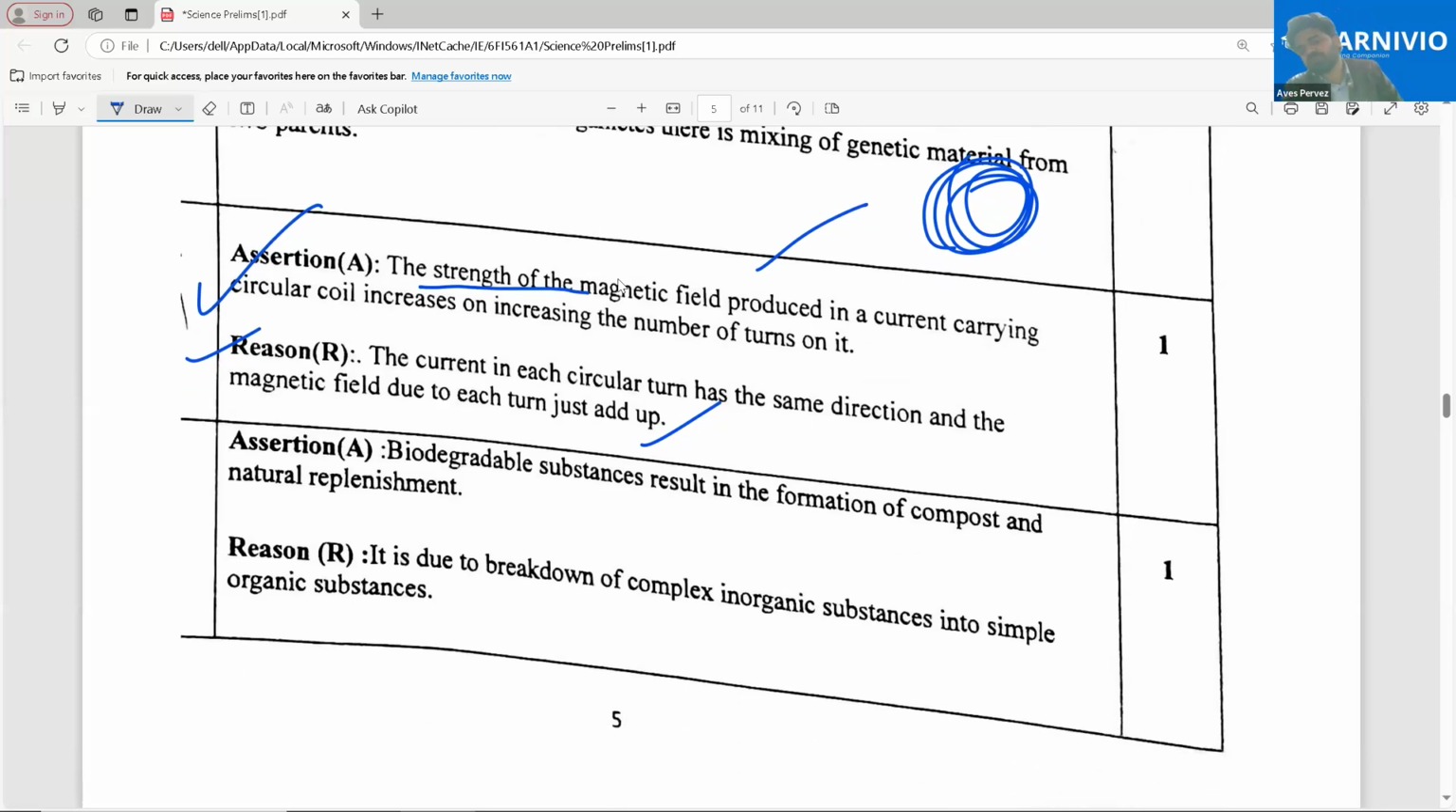Okay. Biodegradable substances result in the formation of compost and natural replenishment. It is due to the break down of complex organic matter into simpler organic substances. No. Assertion is true, but reason is false. Okay.